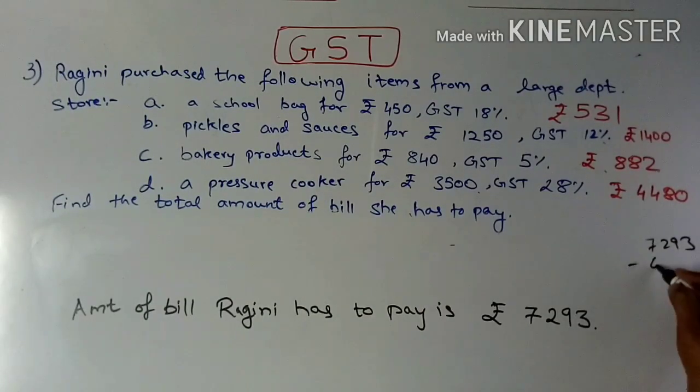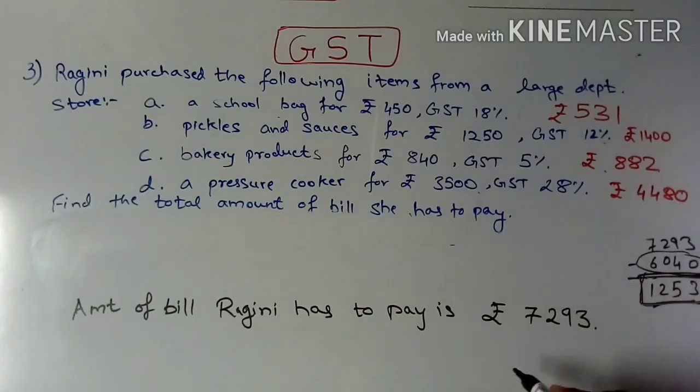7293 minus 6040, which gives me 1253. So 1253 is the amount of tax that Ragini is paying on the purchase of goods worth rupees 6040. This is not asked in the question, but it was solved for our own better understanding.